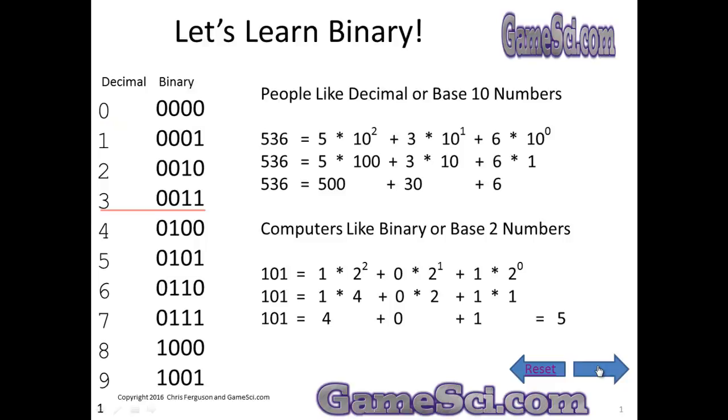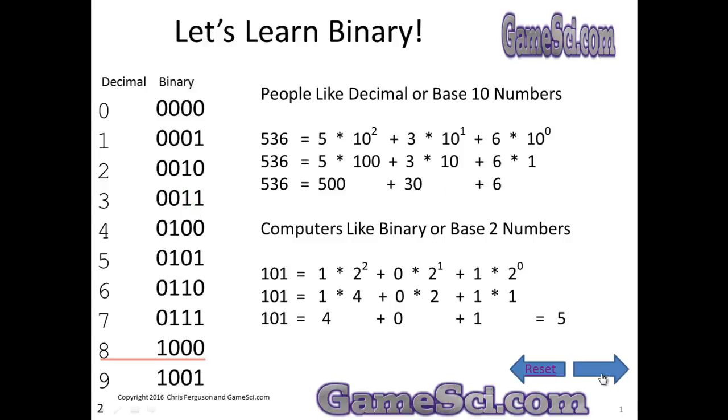Decimal 3 is equivalent to binary 0011. You can see decimal 8 is equivalent to binary 1000. The thing you'll notice here about binary is it's composed entirely of zeros and ones. Nothing more, nothing less.